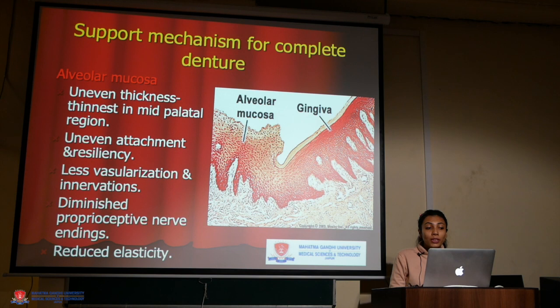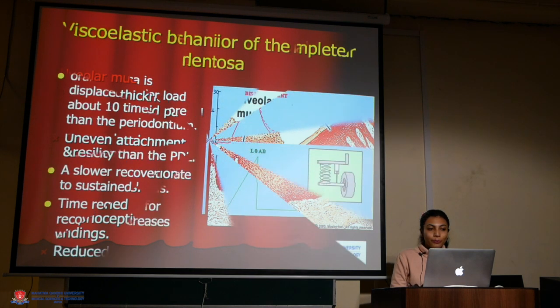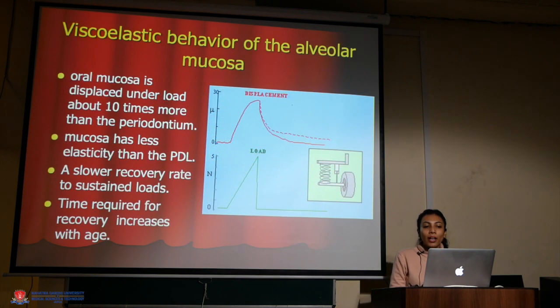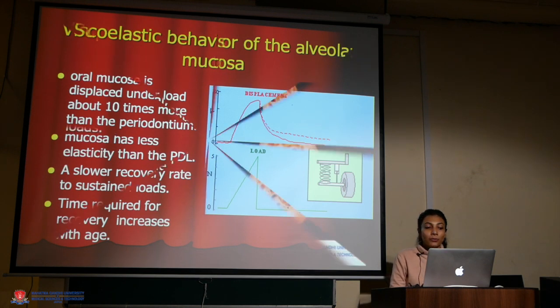In alveolar mucosa, there is uneven thickness, thinnest in the mid-palatal region, uneven attachment and resiliency, less vascularization and innervation, diminished proprioceptive nerve endings, and reduced elasticity. Viscoelastic behavior of the alveolar mucosa: the oral mucosa is displaced under load about 10 times more than the periodontium. Mucosa has less elasticity than the periodontal ligament, and a slower recovery rate to sustain load. Time required for recovery increases with age.